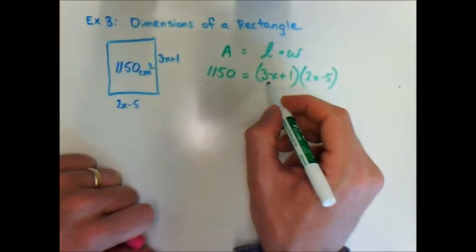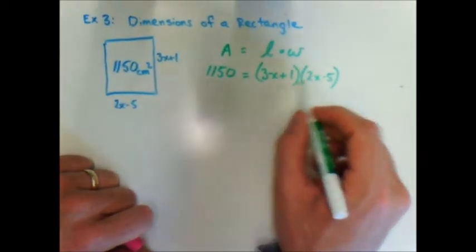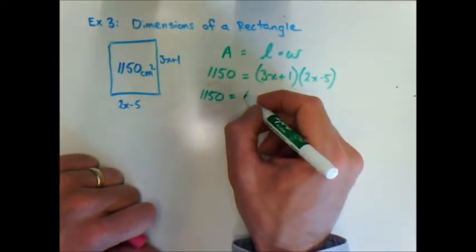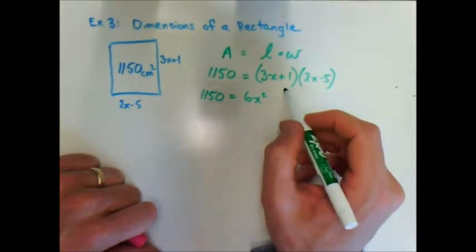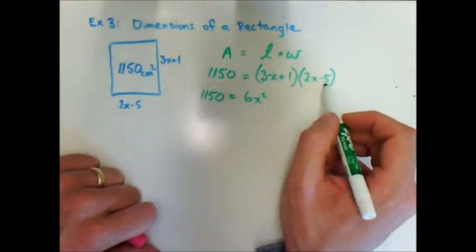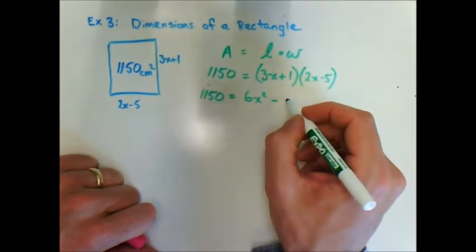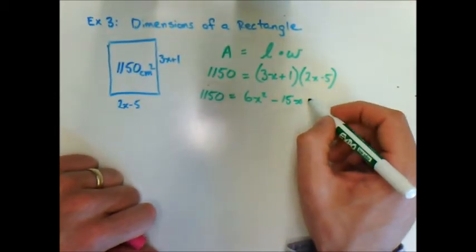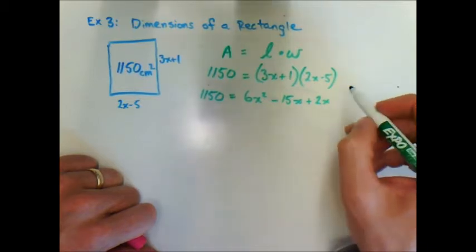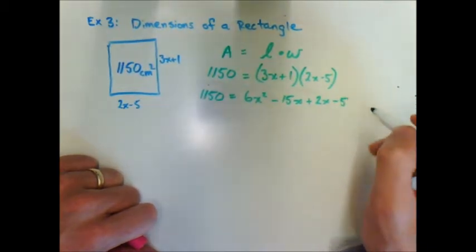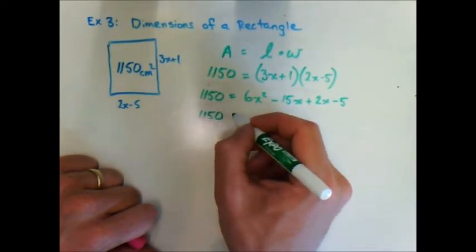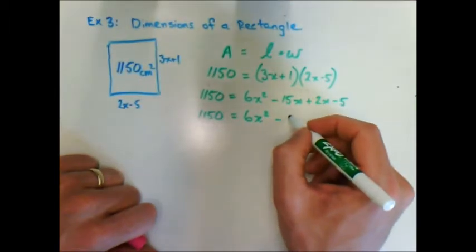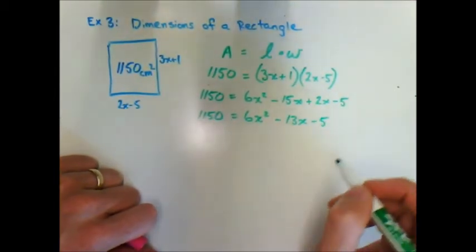So here we go. I'm going to first multiply out. We're going to use the distributive property to find out what this right side equals. I've got 3x times 2x, which is 6x squared. Then we have outer times outer, which is 3x times negative 5, which is negative 15x. Then we have inner times inner, which is positive 2x. And then we have last times last, which is negative 5. Group these together. My like terms, we have 6x squared minus 13x minus 5.